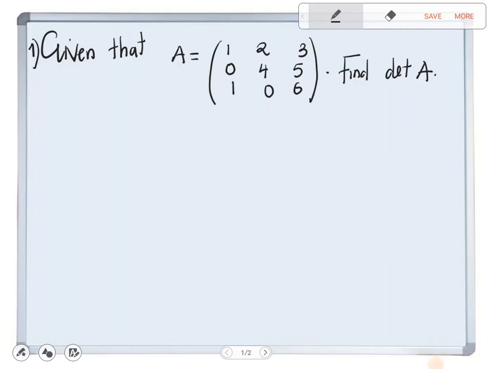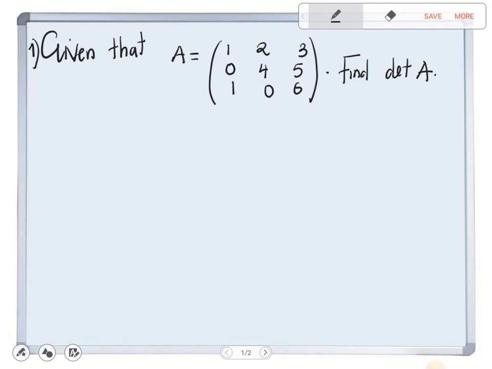Today we are going to learn how to find the determinant of a 3 by 3 matrix, and follow me as I work out this problem. It says, given that A is [1, 2, 3; 0, 4, 5; 1, 0, 6], find det A, which is just an abbreviation for determinant.